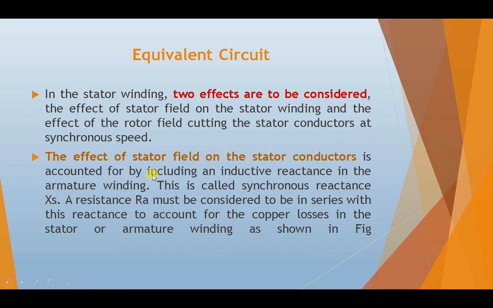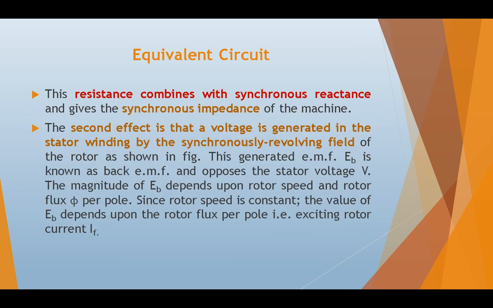So the first effect is the stator field on the stator conductor. For this we include an inductive reactance in the armature winding, which is called a synchronous reactance XS, and a resistance RA in series with this reactance, that is for the copper losses. Both of them, XS and RA, combinedly are called the synchronous impedance of the machine.